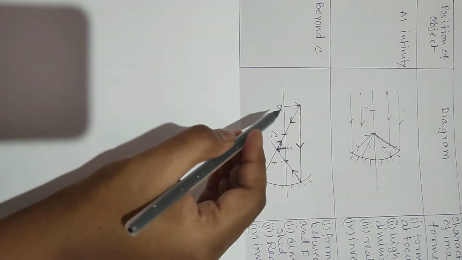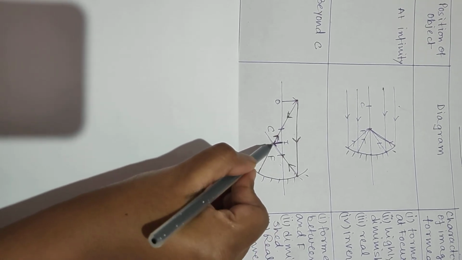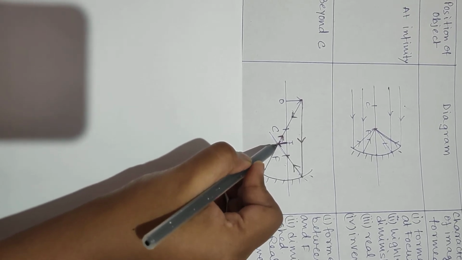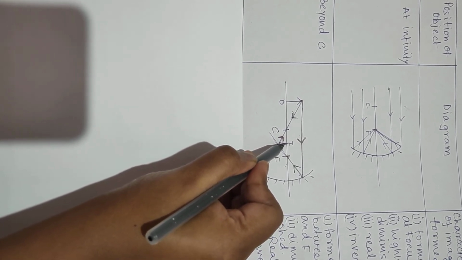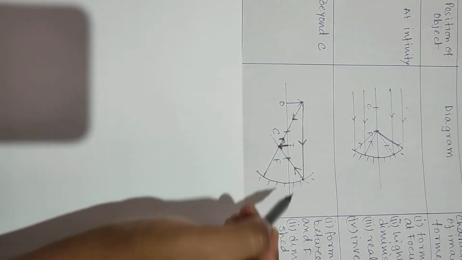Okay, now for the object O, the image will be formed at the point where the rays from the focus and the center of curvature meet. So this point will be your image. This one I is your image. Now the image here is inverted.